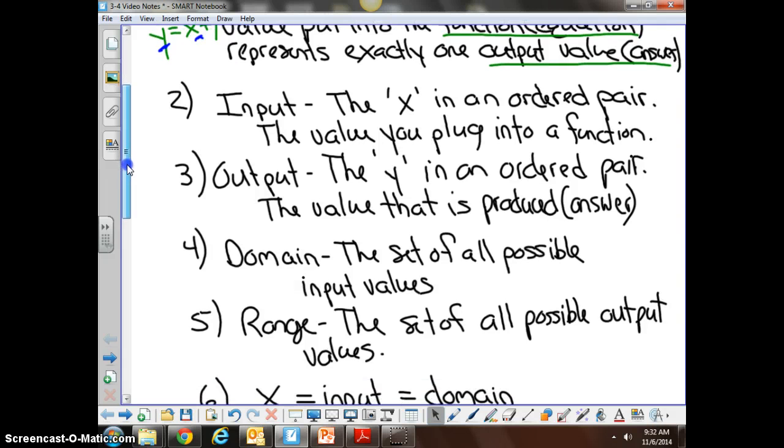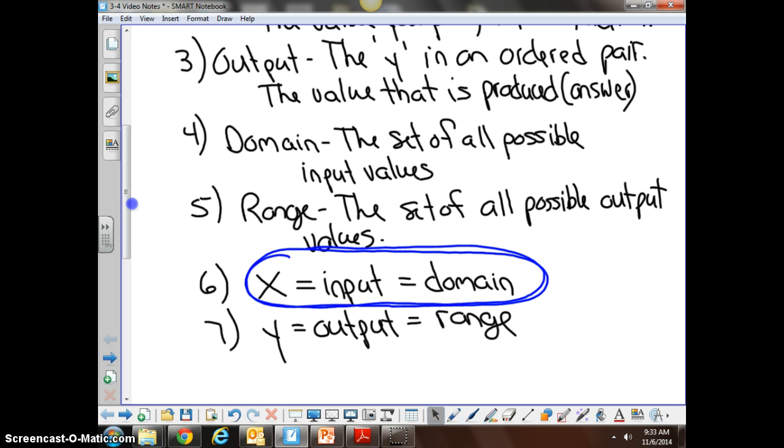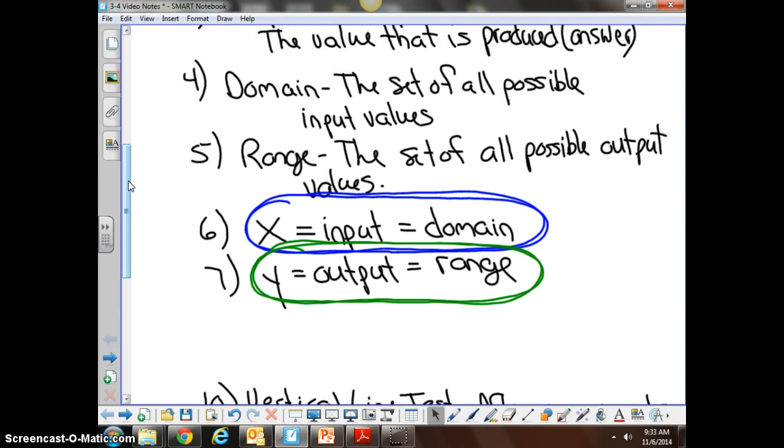To put all of that into perspective, because it sounds like a lot of the definitions here mean the same thing, number 6 says that the x is the input and the input is the domain. So the x value in an ordered pair is the exact same thing as the input, and the input is the exact same thing as the domain. All of these really mean the same thing. Ditto for number 7. The y is the output, and the output is the range. The y is the range, the output. The range is the output, it is the y. Basically all of those things really just mean the same exact thing. But it's words that you need to know and words that you're going to be looking at and working with.